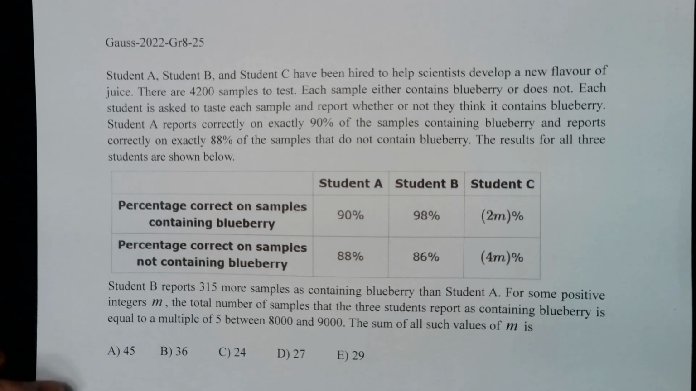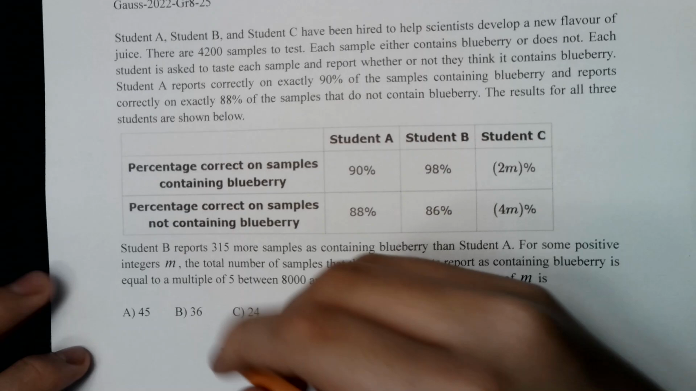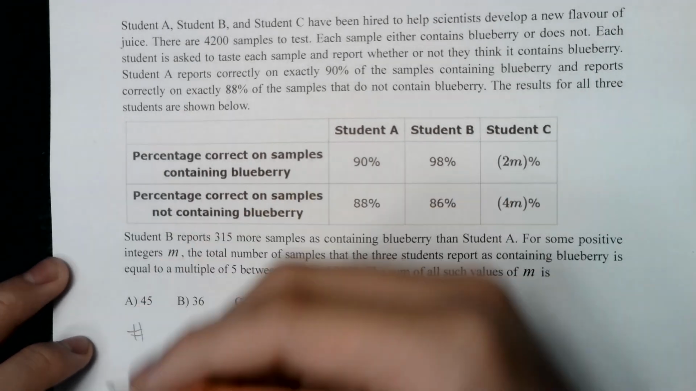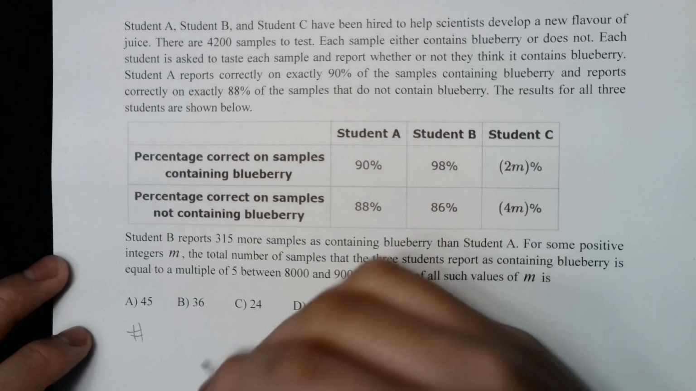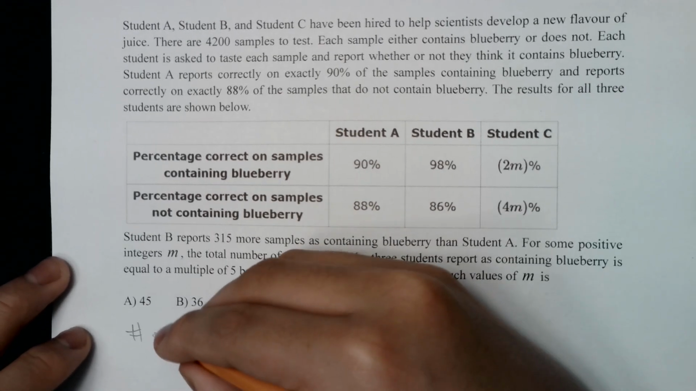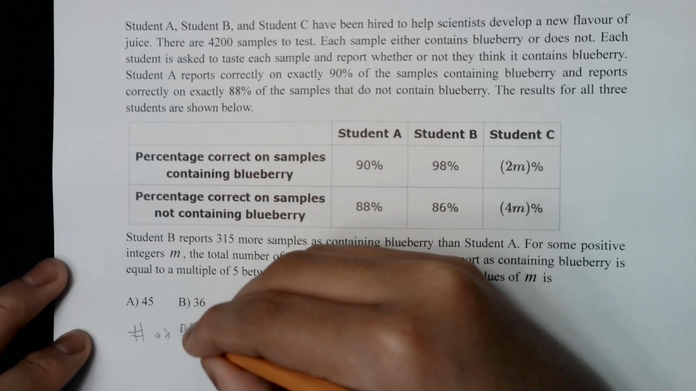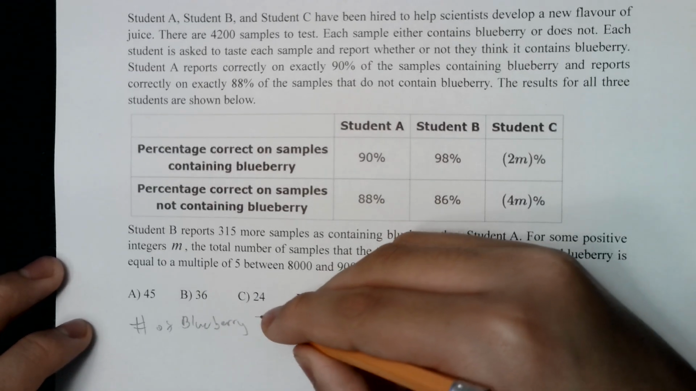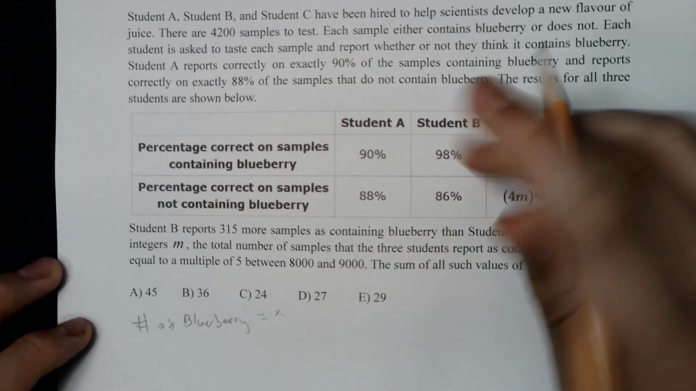Let's first start off with our first variable. I'm going to say that the number of actual blueberry samples that the scientists have made is going to be equal to x, and we'll be using this later on.